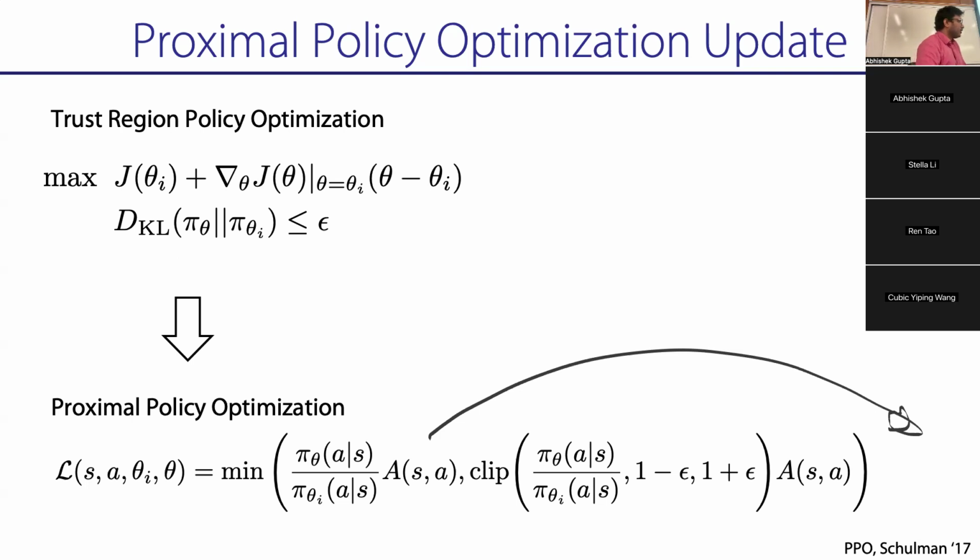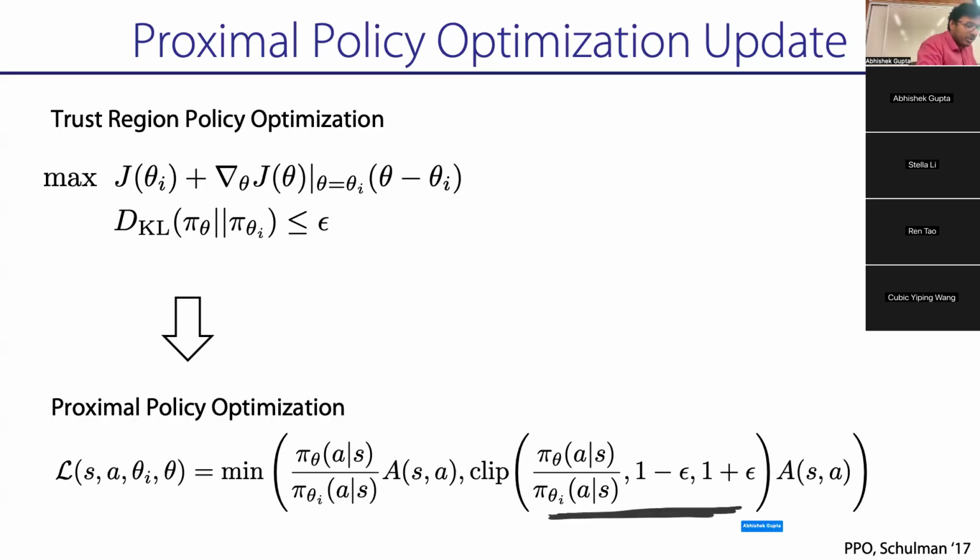Because it's a scalar, shouldn't matter. But yeah, I guess this is the important bit here, which is saying you take the ratio of pi theta and pi theta I and don't let it move too much. And essentially you can take multiple gradient steps on this objective. It's still an important sampled objective. You can still take multiple gradient steps on it.